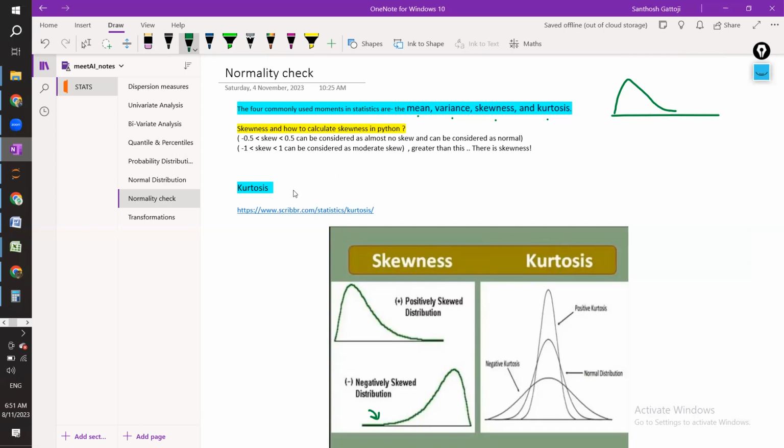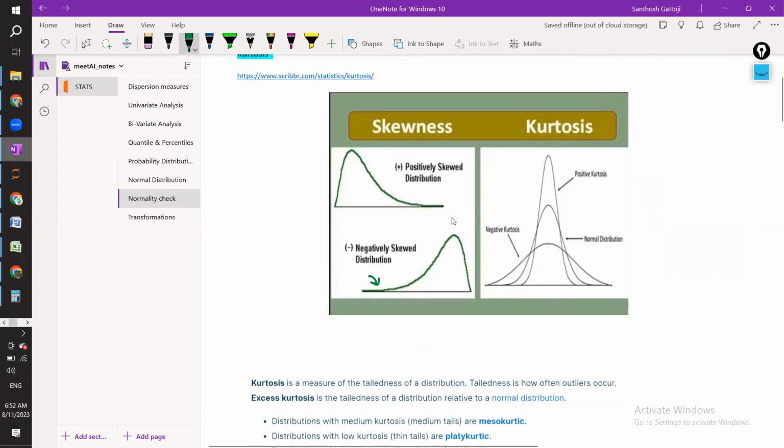I hope that's clear. Now, the next thing is something called kurtosis. As you can see here, the fourth moment in statistics is called kurtosis. Regarding kurtosis, I'll explain in detail what it is, but as an overview, kurtosis deals with the spread of the distribution, I mean, in the vertical direction.